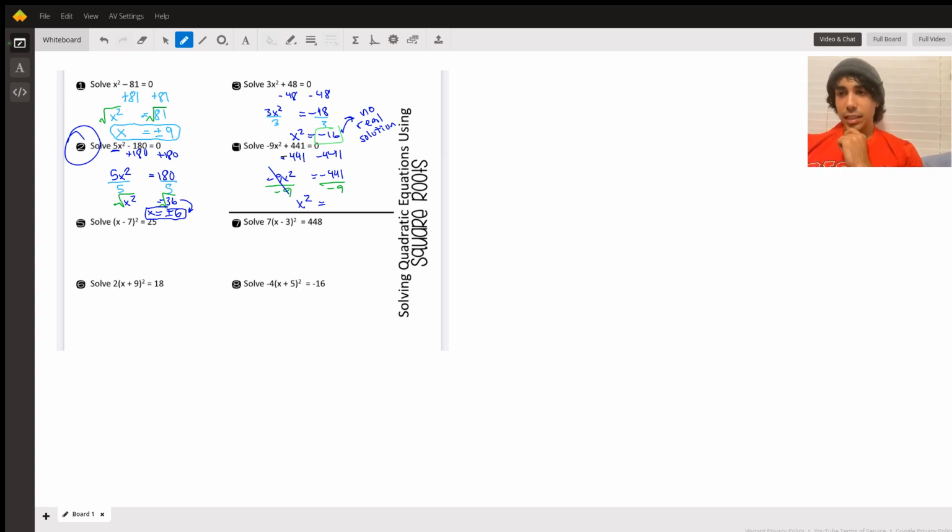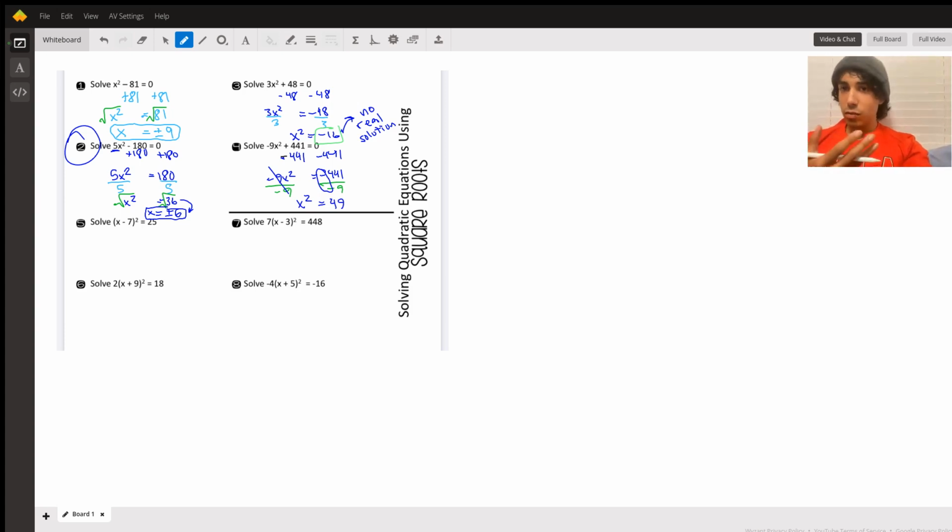I'm trying to think in my head. 441 divided by 9. It's 49. And that's going to give you x squared equals 49, right? Because notice, a negative divided by a negative makes a positive. So we will be able to solve this one.